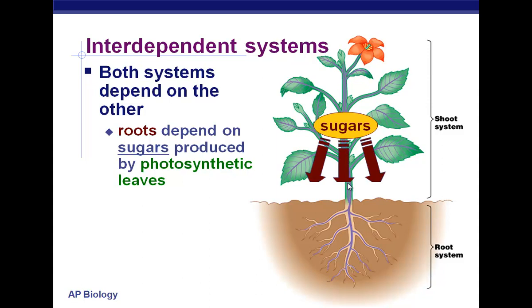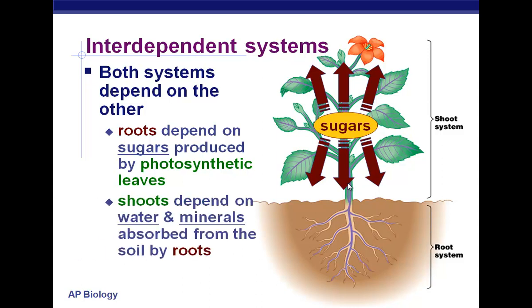Meanwhile, you've got these sugars going down, and that also brings up a good point that we'll talk about in a minute. Sugars can go both directions. That phloem can transport either way. We'll talk about how that works in a little bit. The shoots, however, depend on the water and minerals that are going to be absorbed by the roots. And again, that's the only place that water can come in.